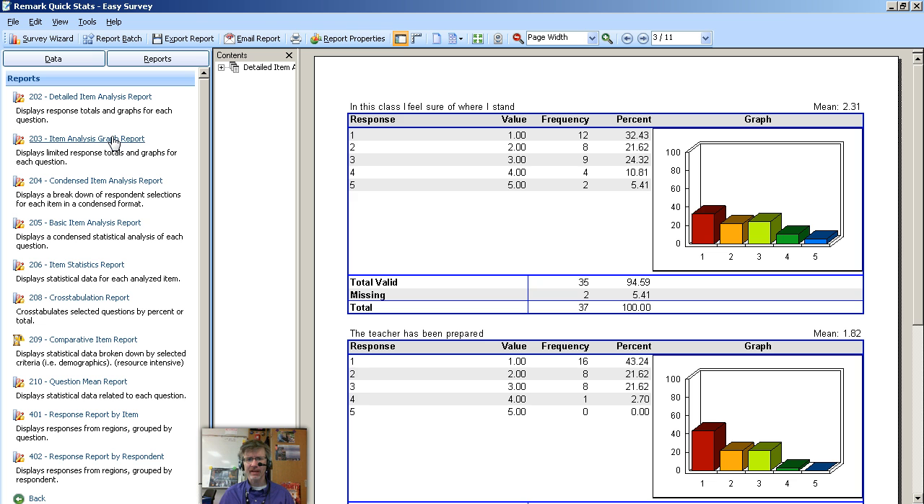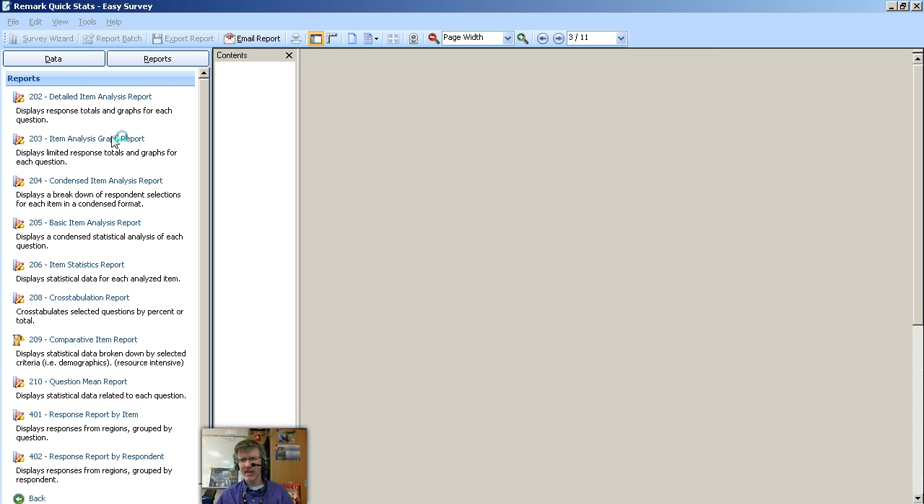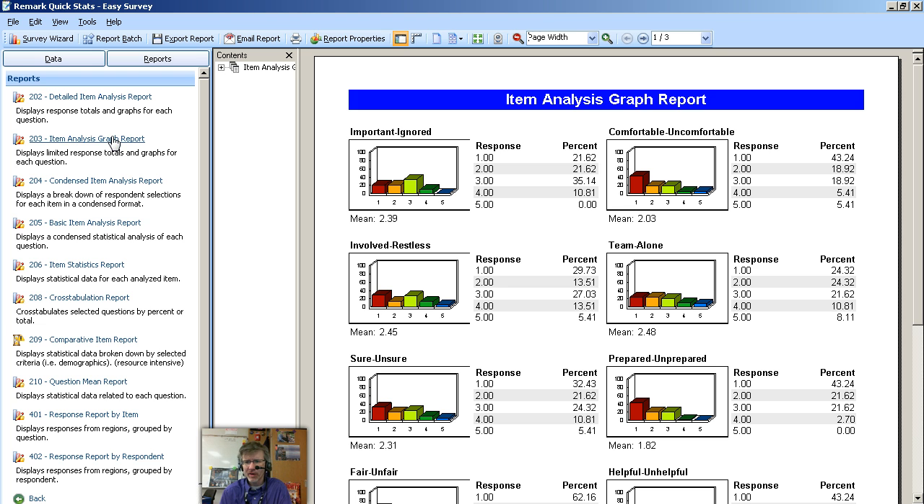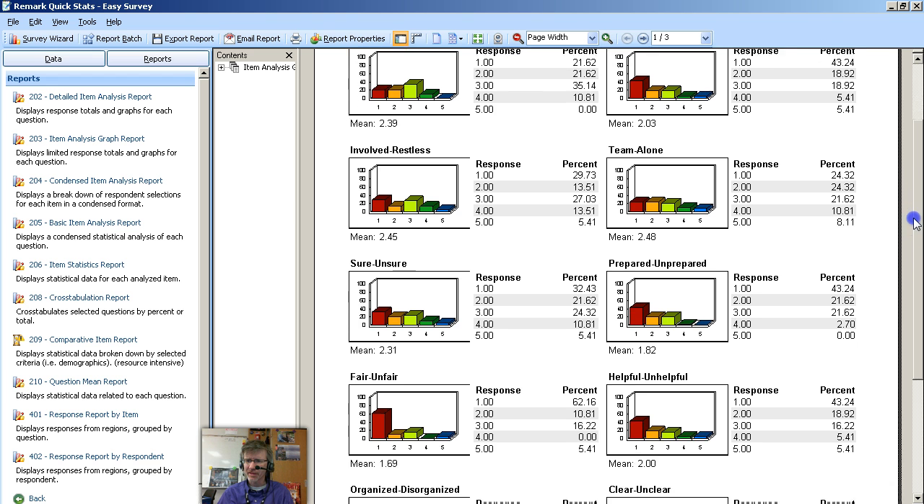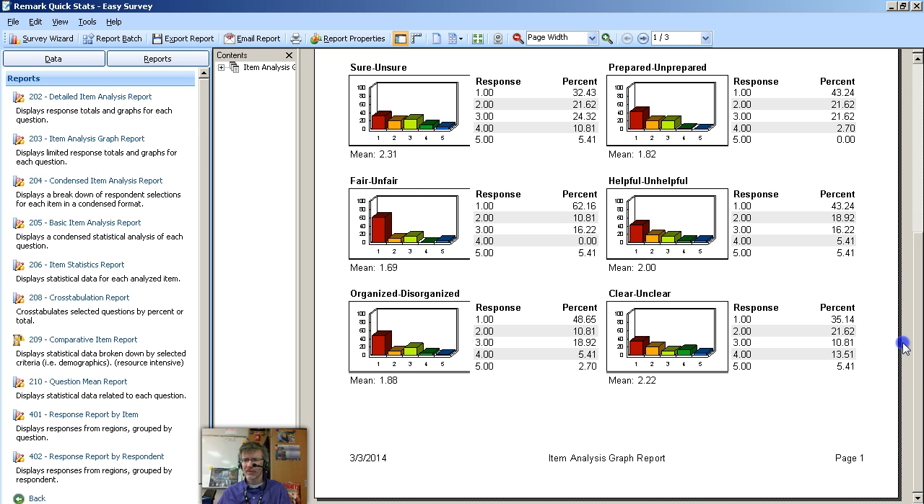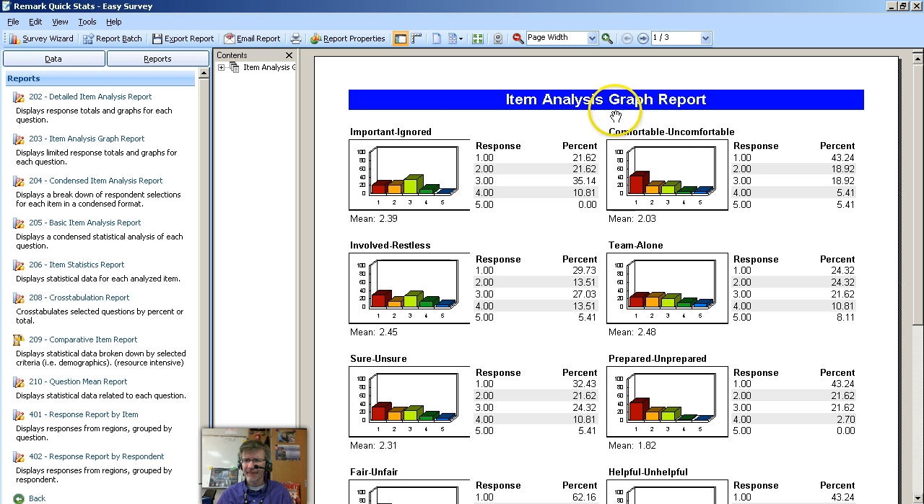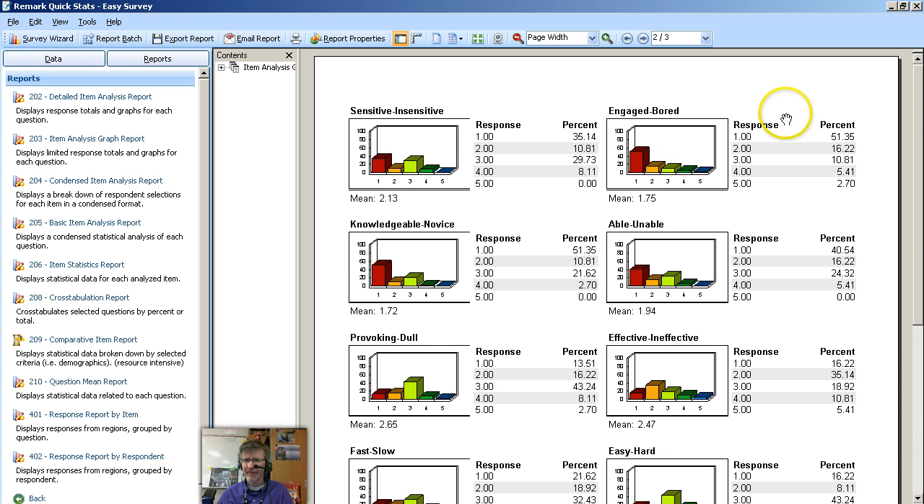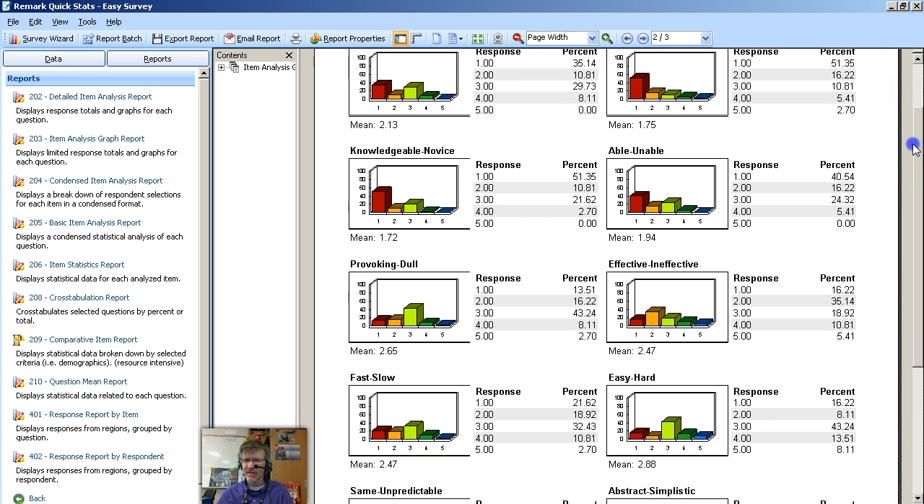All right, I like the item analysis graph report because it tends to succinctly put on one page what you're looking at. So the item analysis graph report shows the spectrum, important to ignored, 1 to 5, for each of these, and it gives the response percentages as well. So you're looking for any kind of outstanding information and any trends in your data.